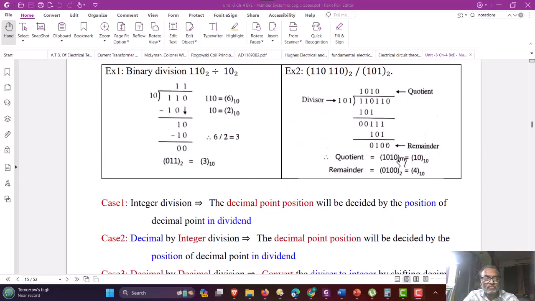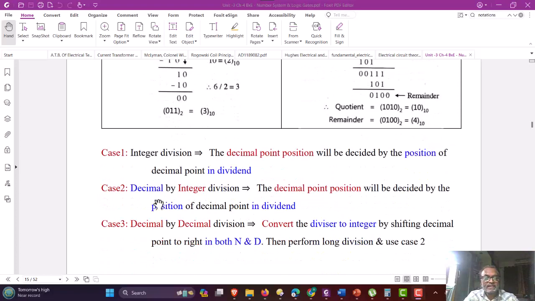One thing to be noted here is that when you perform integer division, then the decimal point position will be decided by the position of the decimal point in the dividend. Whereas in division of a decimal by an integer, the decimal point position will be decided by the position of the decimal point in the dividend.